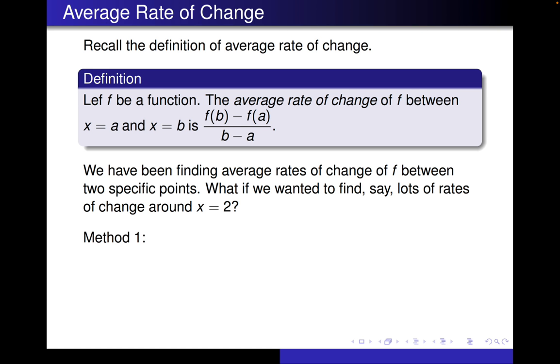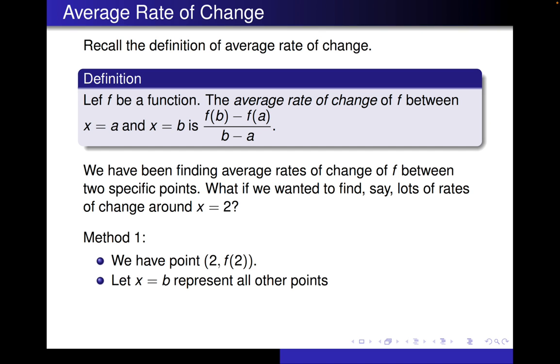So first method is, well, I want to find a bunch of points around x equals 2, y equals f of 2. So one of the points that we're going to be really concerned with is (2, f of 2). But we want to maybe be worried about many other points that are around that. Well, we don't exactly know what those points are. We want to be very flexible. So we're going to let the other points be at x equals b. So we're going to say x equals b, that represents all the other points. So b can have lots of different values.